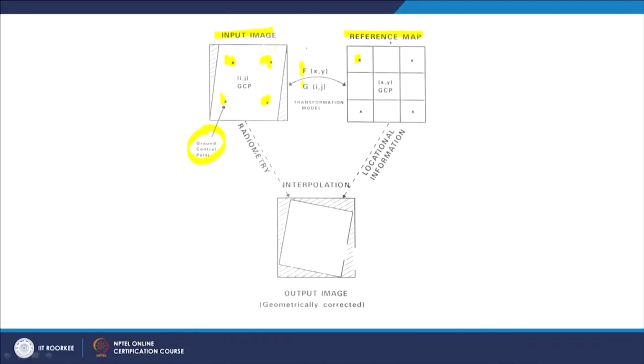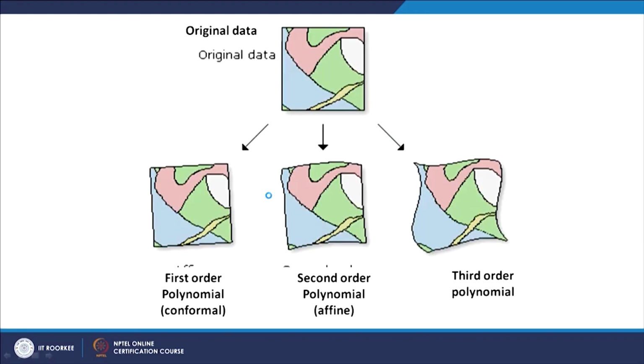So 3 steps. First is identifying GCPs and registering them with the master map, then finding the polynomial coefficients, the transformation function, and then finding the pixel value. Once these 3 steps are completed, we can achieve a georeferenced image which will fit with our other datasets which might be available in my GIS database. So this is how we perform.